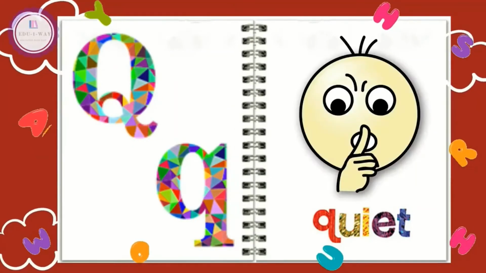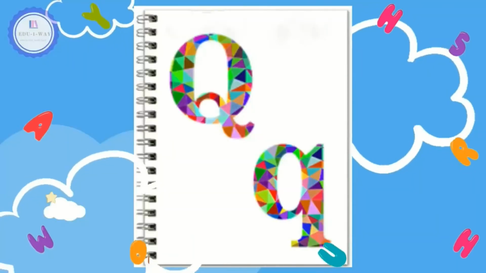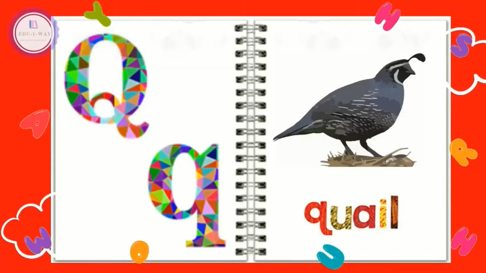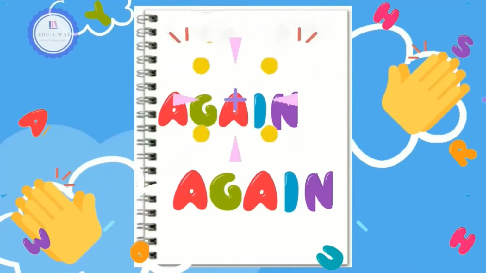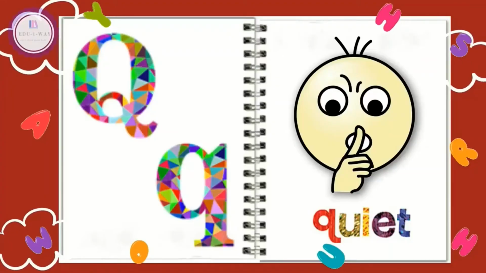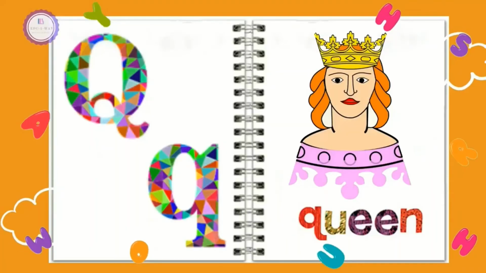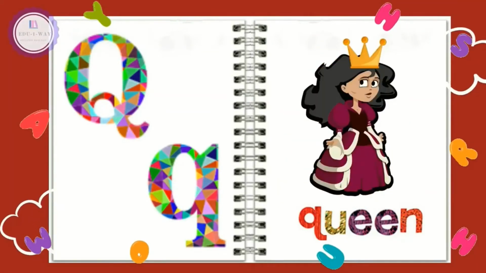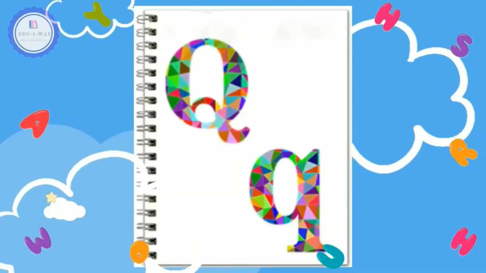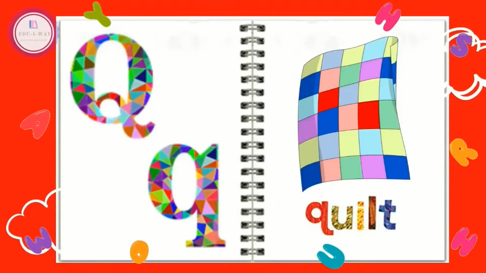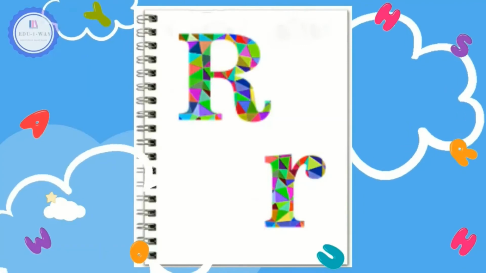Quack for quiet. Quiet, quiet, quiet. Quack for queen. Queen, queen, queen. Quack for quail. Quail, quail, quail. Quack for quilt. Quilt, quilt, quilt. Yay! Again, again! Quack for quiet. Quiet, quiet, quiet. Quack for queen. Queen, queen, queen. Quack for quail. Quail, quail, quail. Quack for quilt. Quilt, quilt, quilt. Good job! Letter R.